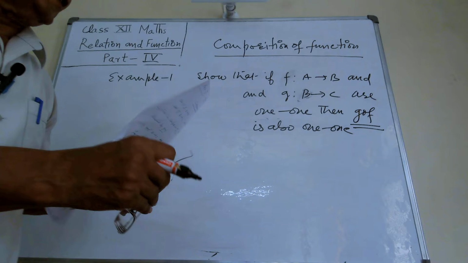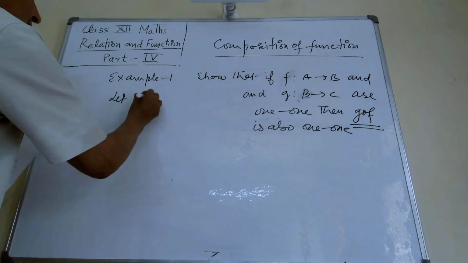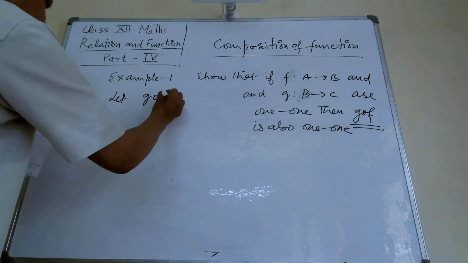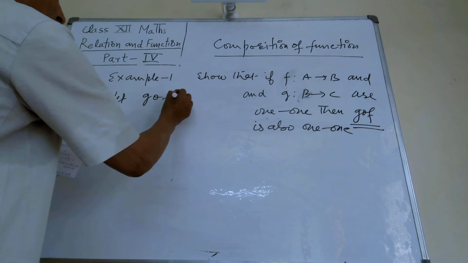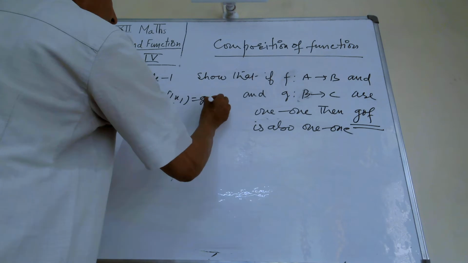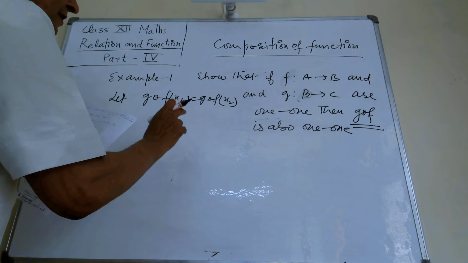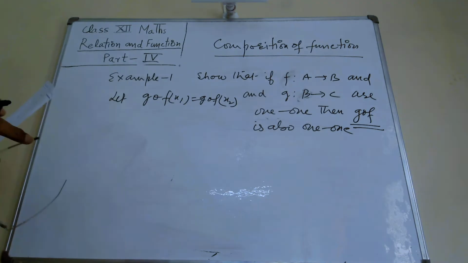Now let gof(x1) is equal to gof(x2), where x1 and x2 are two elements of the first set under gof.